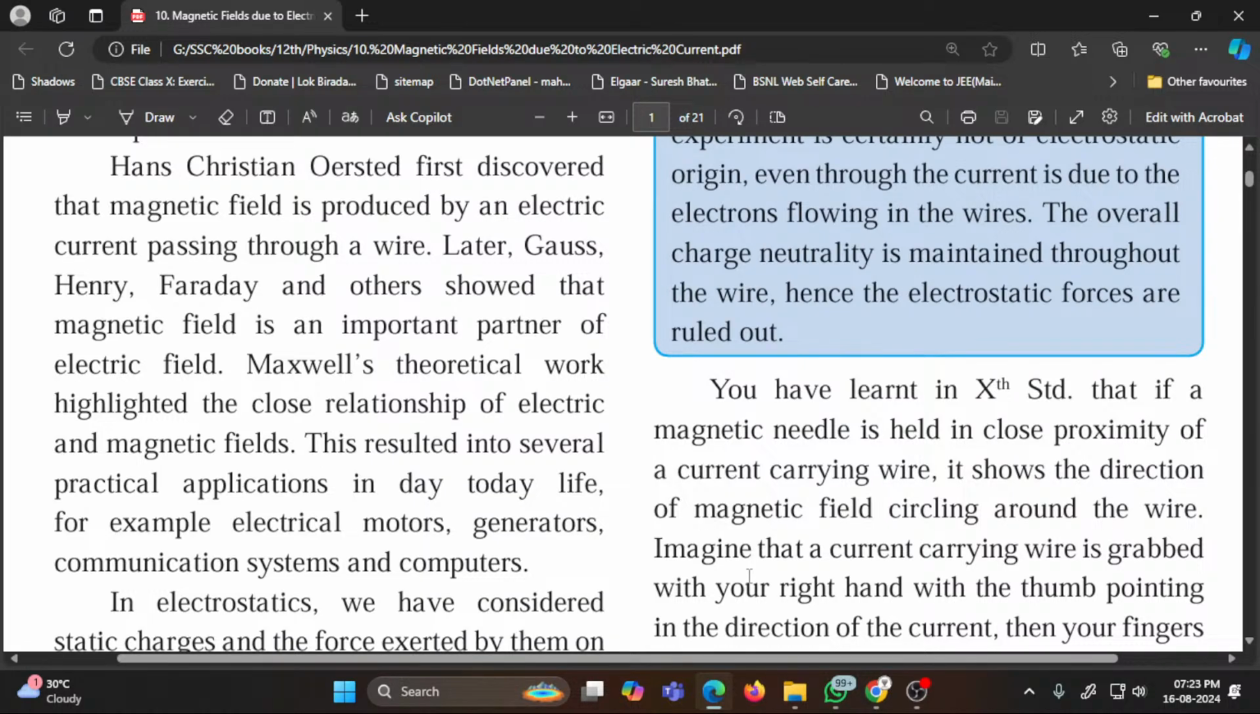In 10th standard we have studied that if a magnetic needle is held in a close proximity of a current carrying wire, it shows the direction of magnetic field circling around the wire.